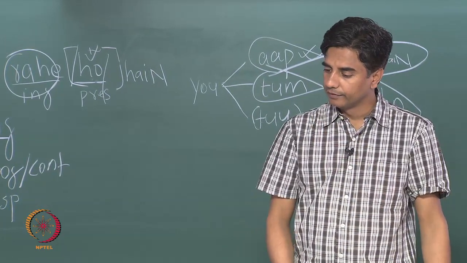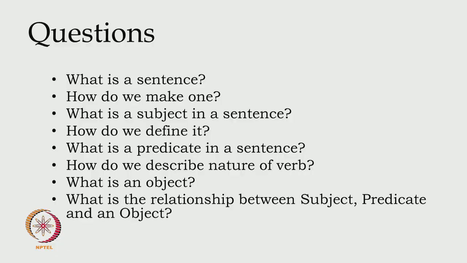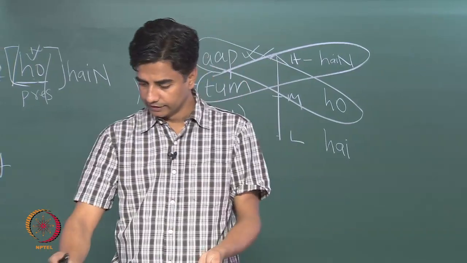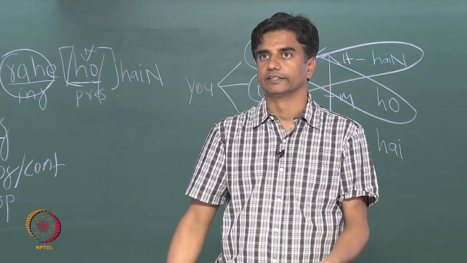This is what I mean by: how do we describe the nature of a verb, and what is an object? These are the two questions that will be answered, and it will also partially answer the question about the relationship between subject, predicate and an object. We have already seen the relationship between subject and its predicate. We are going to see the relationship between verb and object. Okay? All right.